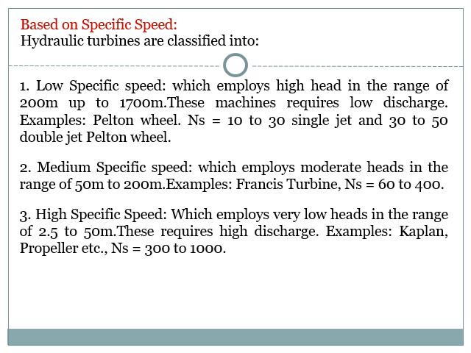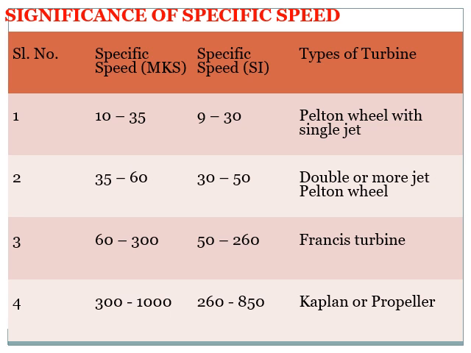Then high specific speed turbines, which employ very low heads in the range of 2.5 meters to 50 meters. These require high discharge. Examples are Kaplan or propeller type turbines. Here the specific speed ranges from 300 to 1000. So these are the classifications of hydraulic turbines. The classification of the turbines is summarized here based on specific speed.